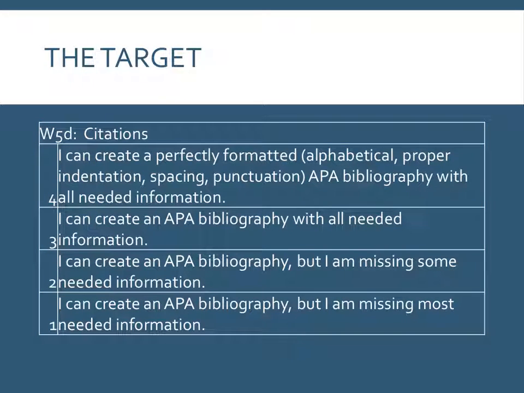So this particular target starts at the 1 level with being able to create some sort of APA bibliography, but you might be missing a lot of the information that it should feature. At the 2 level, you're missing some information. At the 3 level, you have all of the needed information, and there's a good amount of it. And at the 4 level, it's perfectly formatted. This would include having it be alphabetical, having proper indentation, spacing, and punctuation when the entire list is formatted together.